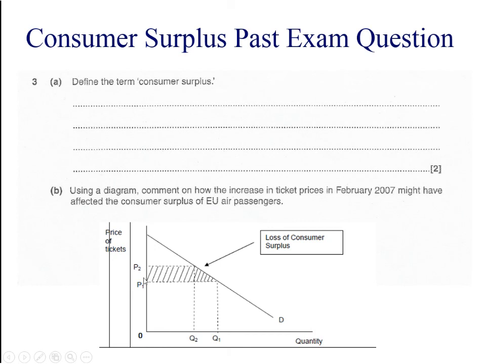You're going to get a loss in consumer surplus. But how can we make a comment about that? Well, what does it depend upon? The size of the loss of consumer surplus depends upon how much you increase the price by. So the bigger the increase in price, the more your consumer surplus is going to fall by, the bigger the loss is. The smaller the increase, the smaller the loss.